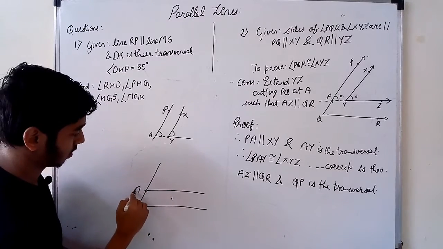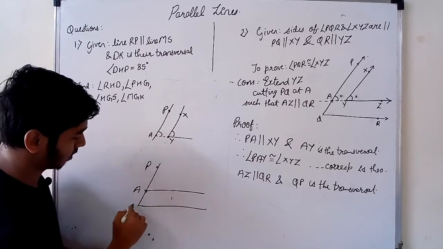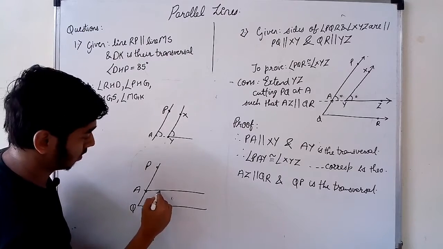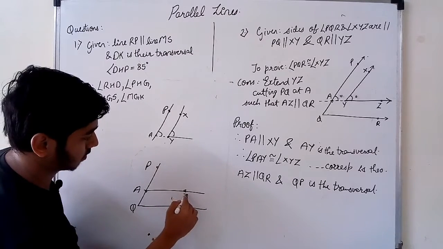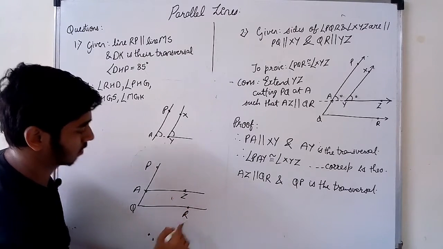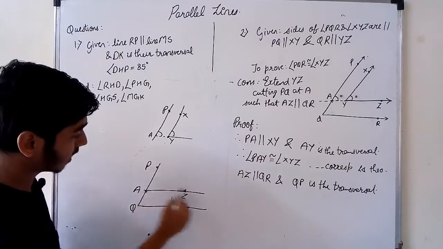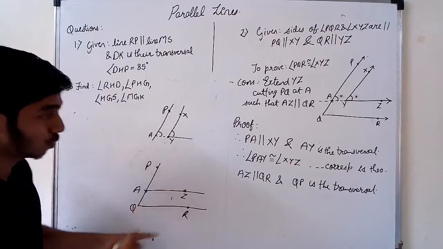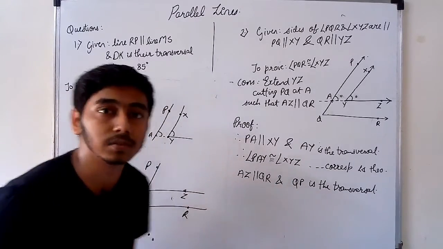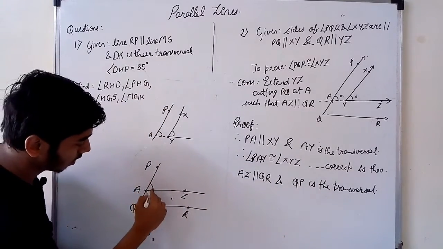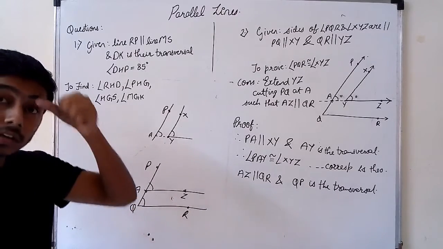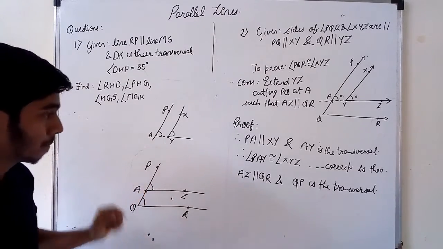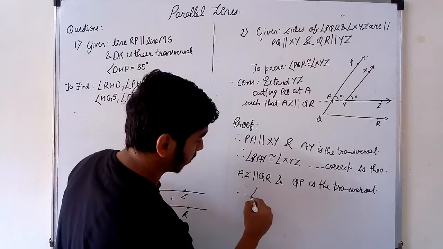Okay, this is A, this is P, this is Q, and this is Z, and this is R. So in this, AZ and QR are parallel, and PQ or QP is the transversal. So can we say this and this, they are congruent? Correct?